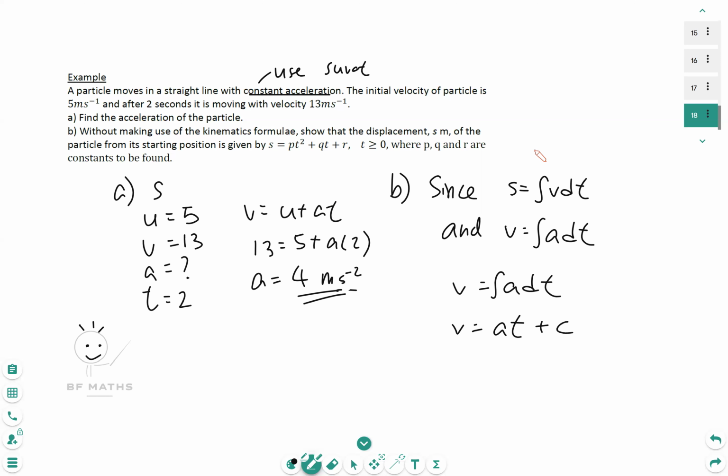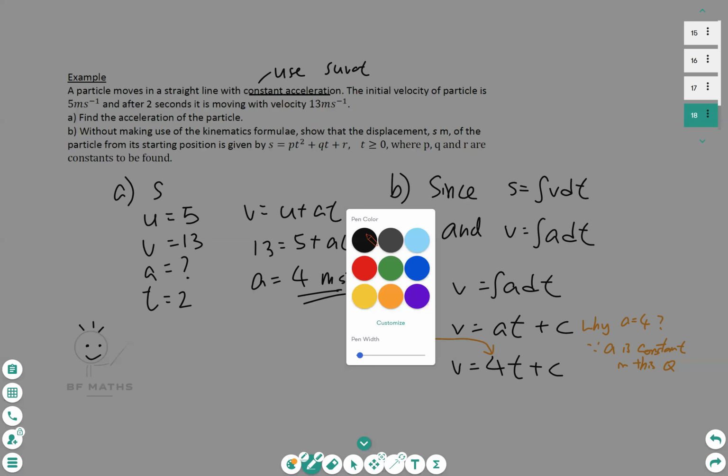All right, and what do we know? a is 4. So v equals 4t plus c. Why can we substitute a equals 4? Because a is constant in this question. That's why we can substitute 4. Normally we can't, but in this one we can.